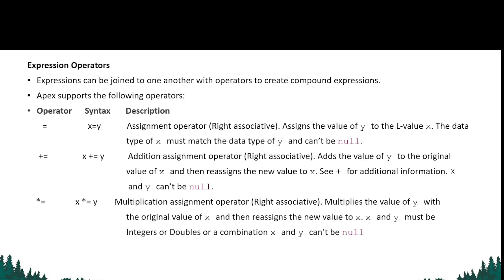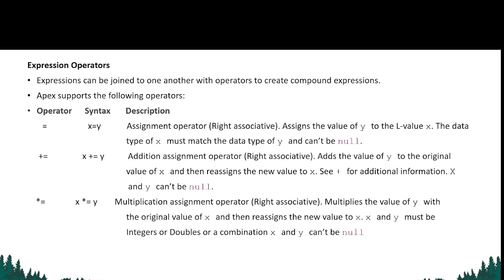Then the different expression operators that we are using in our Apex language are also referred to as the compound expressions. So I have listed some of the expressions, but there are many more. The equal to sign, as we have already used earlier, is an assignment operator. So the values of x and y are assigned. They are matching each other, and these values can never be declared as the null value.